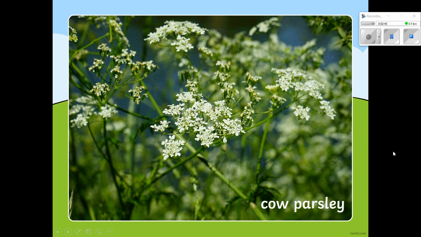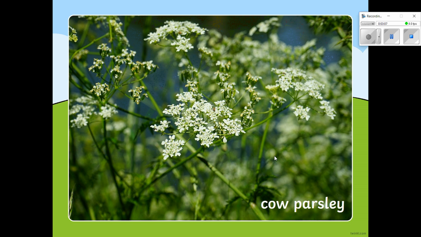Does anybody know what this flower is? We see this flower a lot in springtime. This one is a cow parsley. Can you say that? Cow parsley, well done. So again, pause the video and see if you can describe this flower to your grown-up.